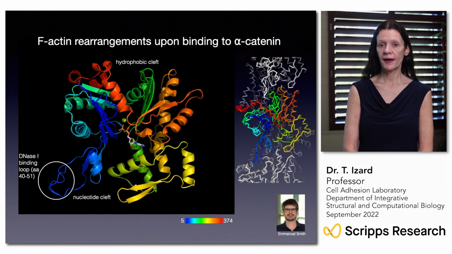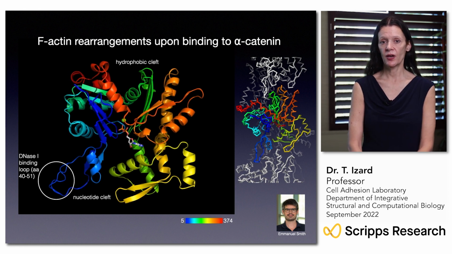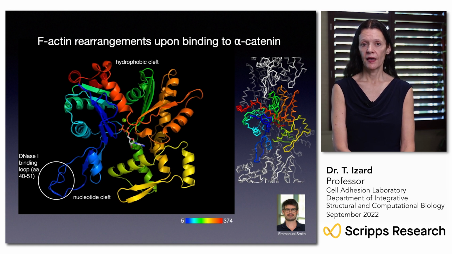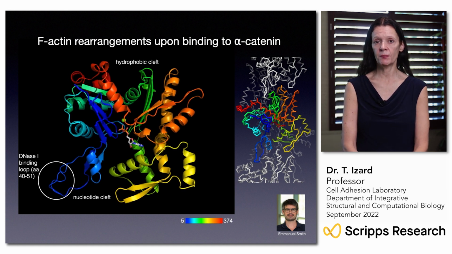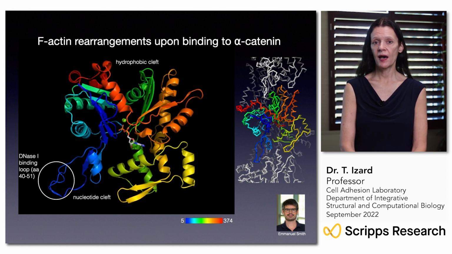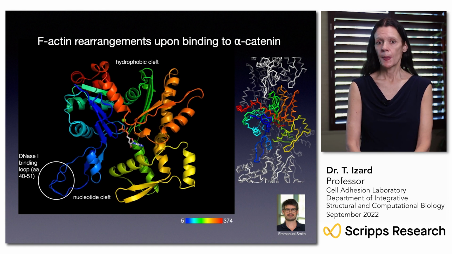As you know, actin has 4 subdomains. The subdomains are arranged around the hydrophobic and the nucleotide cleft. And you can see ADP and magnesium in the center. On the right, you can see the D loop and how it extends into another actin within the filament.